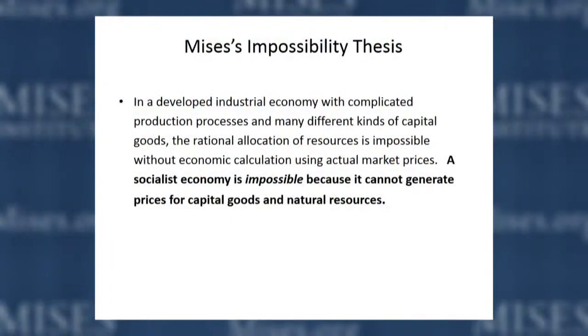Now, Mises claimed that apart from the incentive problem, there was another, deeper, more profound problem with socialism. And that was that without a price system, socialism was impossible. So he stated his thesis as follows. He focused on a developed industrial economy with very complicated processes of production and many varied capital goods. And he said that a rational allocation of resources, that is, using the resources in their most highly valued uses to consumers, or even for the planners themselves, requires market prices.